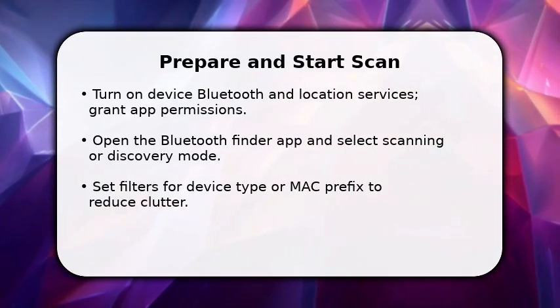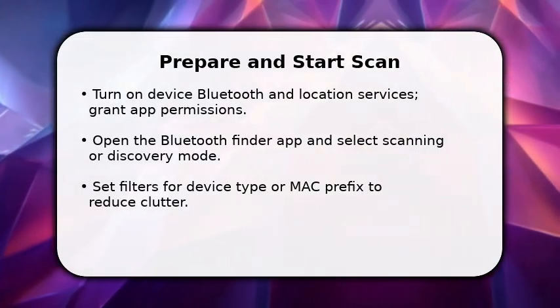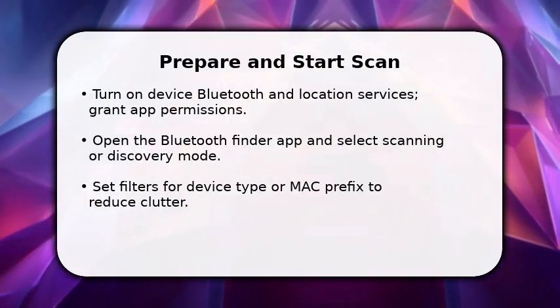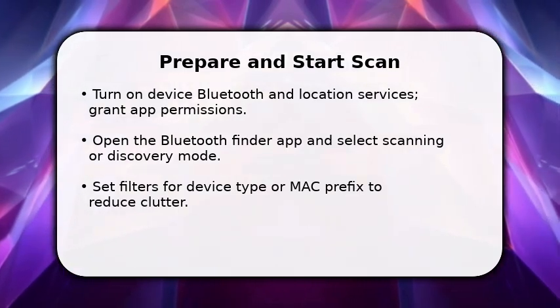You'll see a list of nearby radios populate. Pick one to track and switch to proximity or continuous mode, which gives faster updates as you move. You now interpret signal strength readings, RSSI or estimated meters, to tell how close you are.